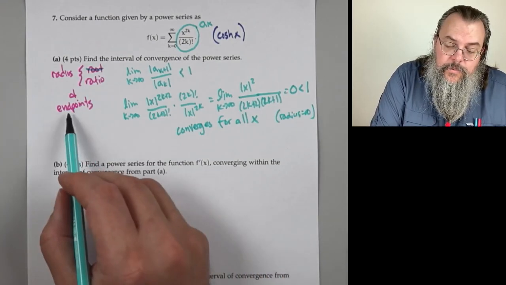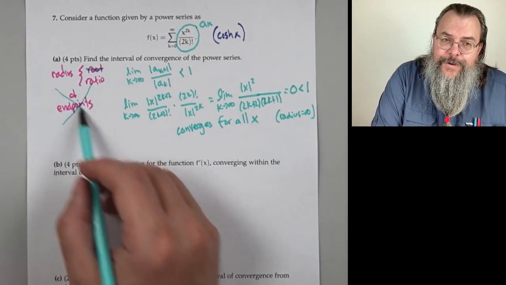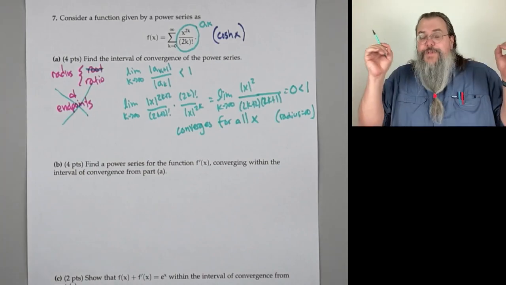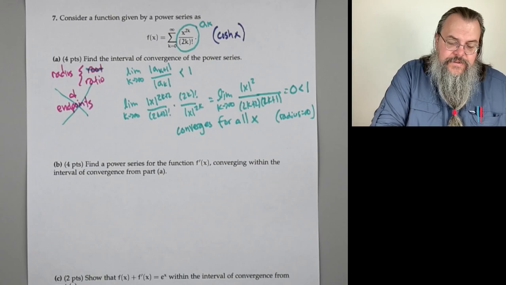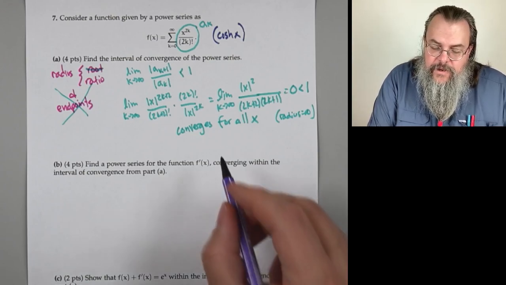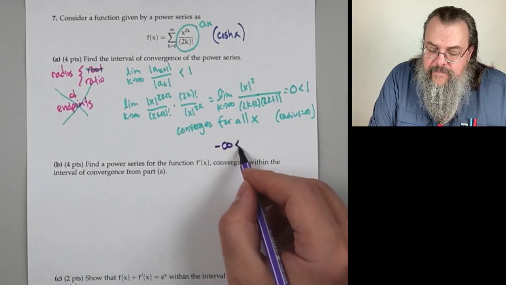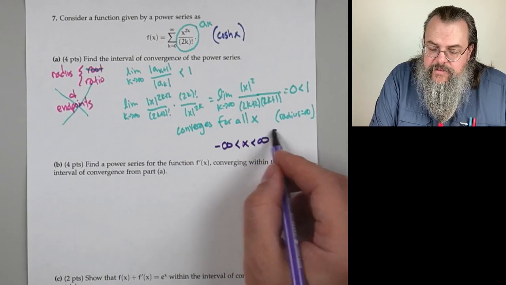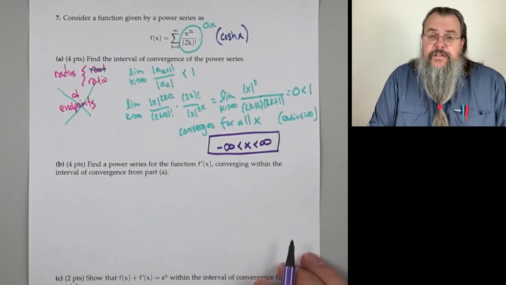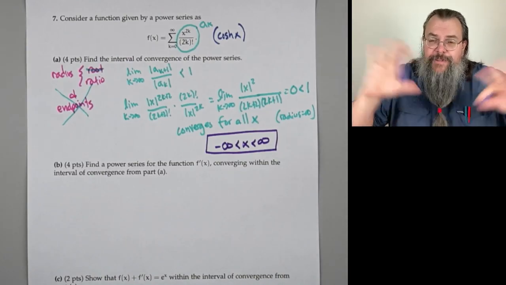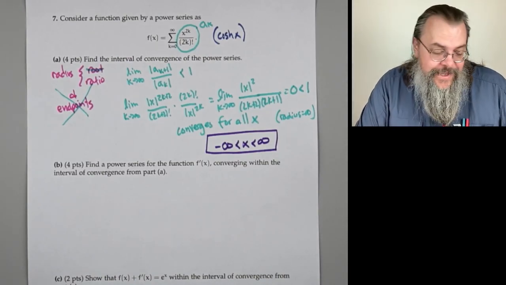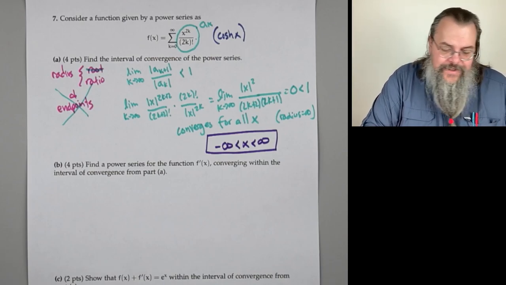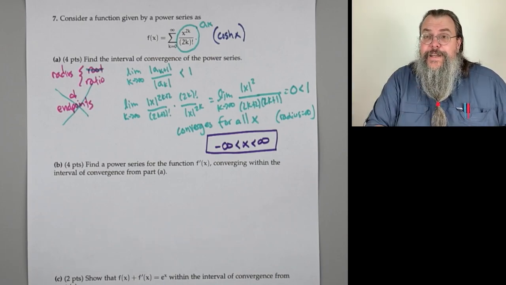Okay, so if we know our radius is infinity, we don't need to worry about endpoints, because we don't plug in infinity and minus infinity. That's not possible. And so we say, okay, converges for all x. We could also write this as minus infinity less than x less than plus infinity. So if the radius of convergence is infinity, all x, life is good, Bob's your uncle. It's an English saying. Oh, those English and their sayings. All right, part A, done.